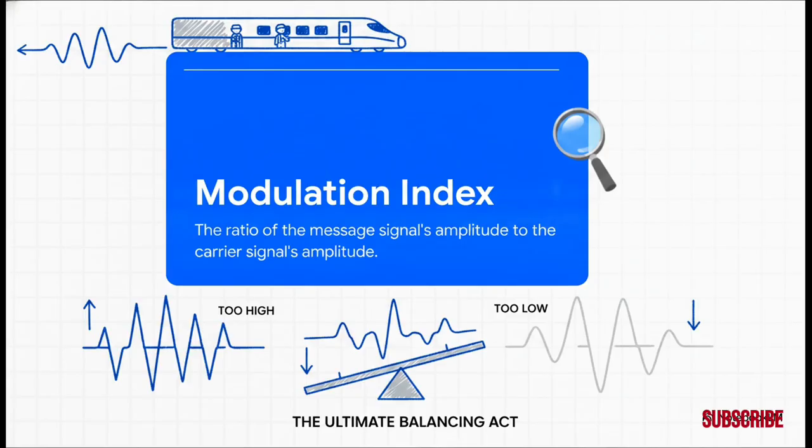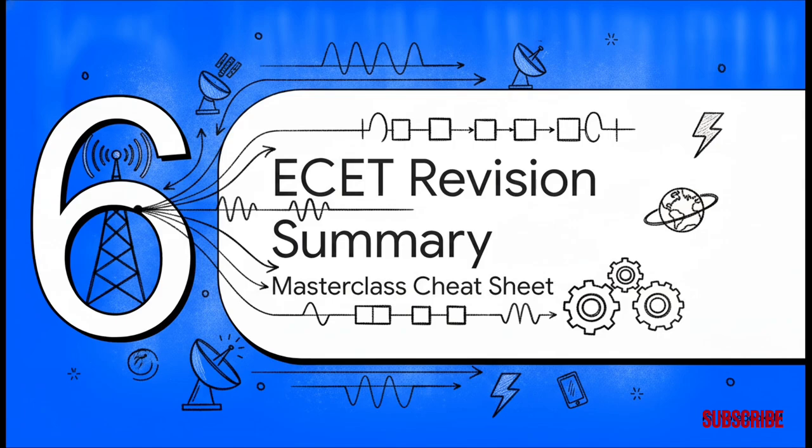If the index is too high, the wave distorts. If it's too low, the signal is weak. It is literally the ultimate balancing act of amplitude modulation. Section 6, ECET Revision Summary, the Masterclass Cheat Sheet.